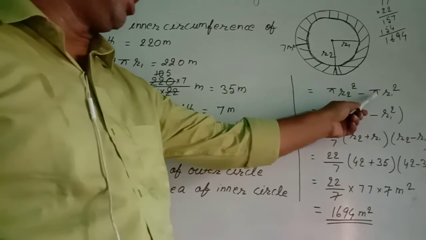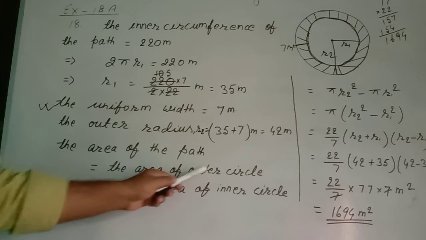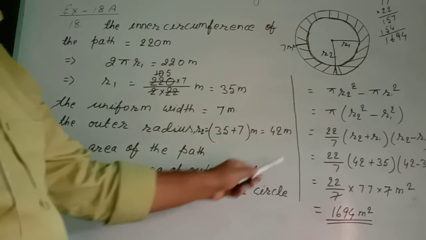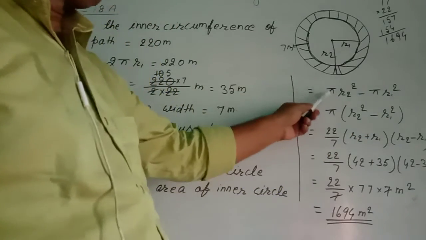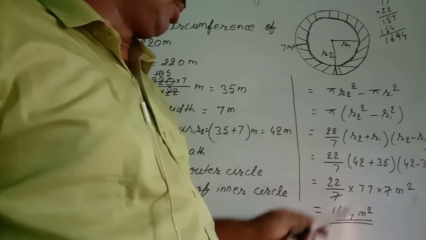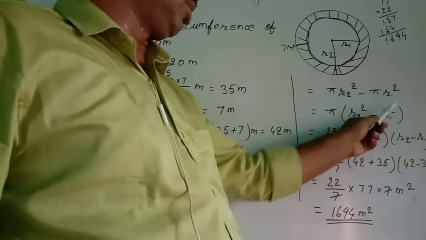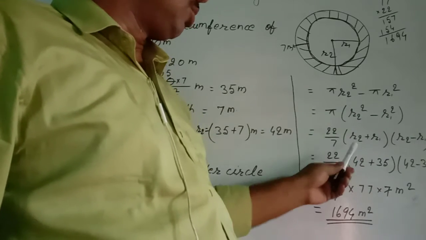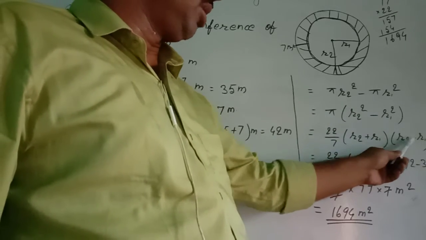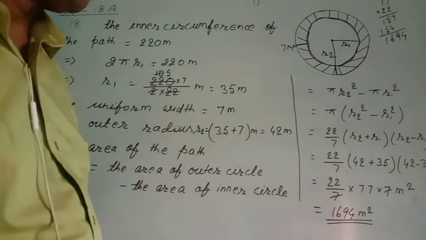So for that area I wrote pi R1 square. So the area of outer circle minus the area of inner circle became pi R2 square minus pi R1 square. Here pi is common, so in bracket I wrote R2 square minus R1 square. This is in the form of a square minus b square, so we can write a plus b into a minus b, and here I wrote the value of pi, that is 22/7.